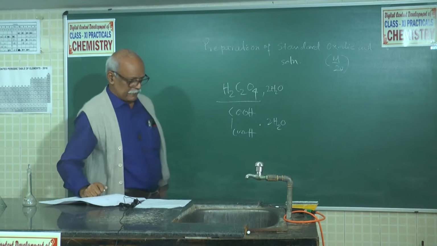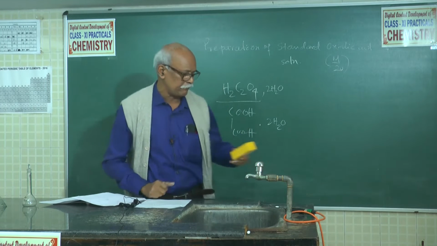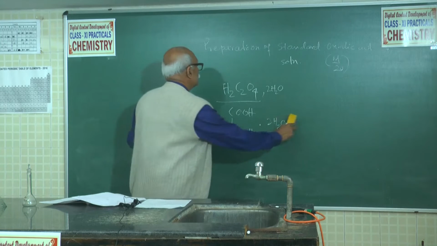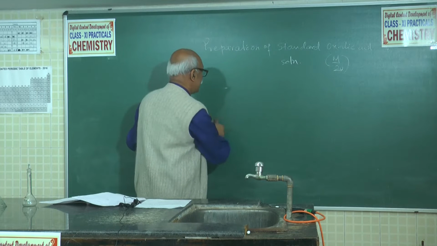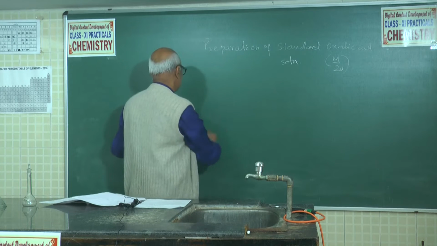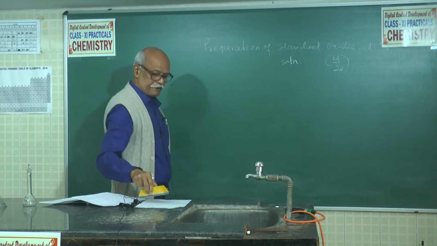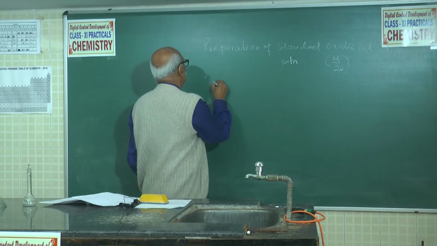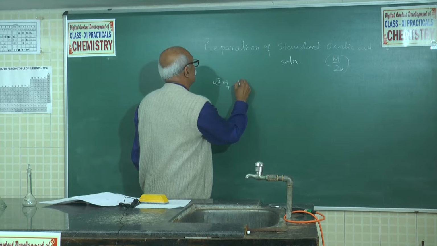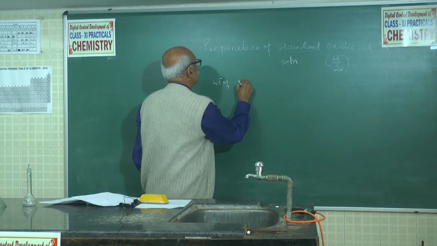And I will show you how the standard solution of oxalic acid, M by 20, say 100 milliliter, is prepared. So that means initially how much weight of oxalic acid is needed.